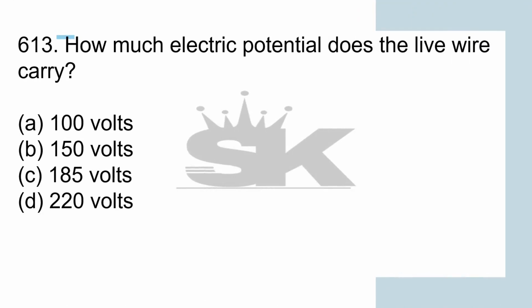How much electric potential does the live wire carry? It is around 220 volts. The live wire carries current to the appliance at high voltage. In fact, it carries the 220 volt AC used by most home appliances. The earth wire is a safety wire and connects the metal case of the appliance to the earth.